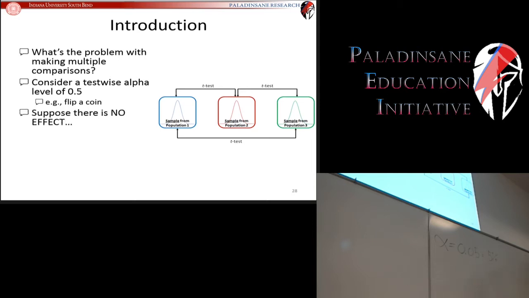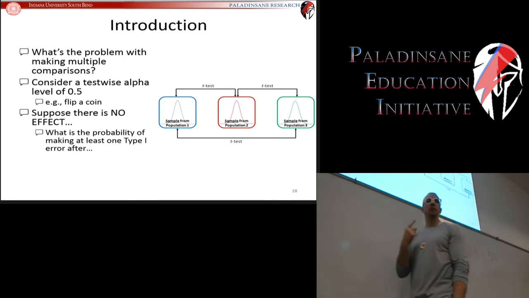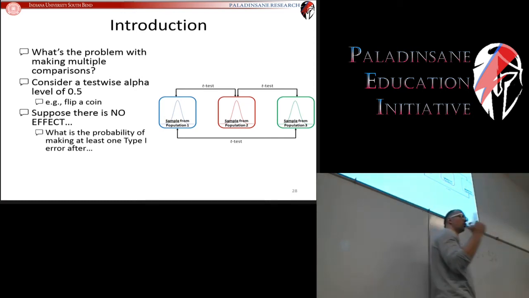So let's suppose that there is no effect, right? We have these 3 populations. There's no difference between any of the populations. There's no effect whatsoever. What's the probability that you're going to make one type 1 error after one comparison? What's the probability that you're going to flip that coin, and even though there's no effect, that coin is going to tell you, yes, there is an effect. It came up heads, yes, there is an effect. Well, when we set it up like that for that first test, we got a 50-50 chance of being wrong.